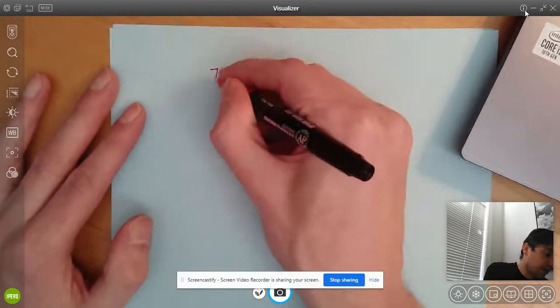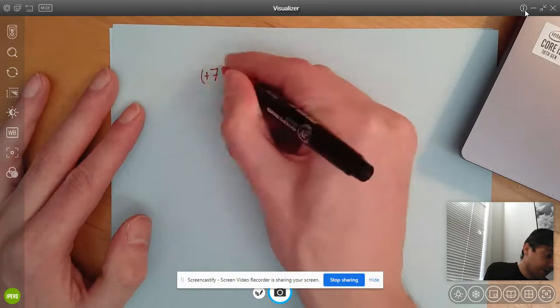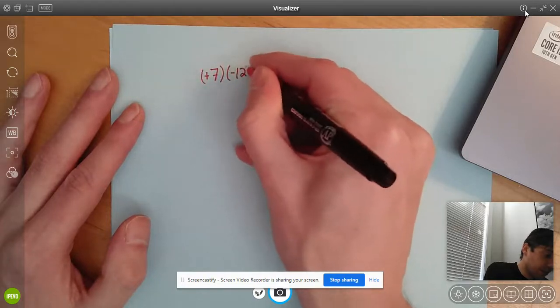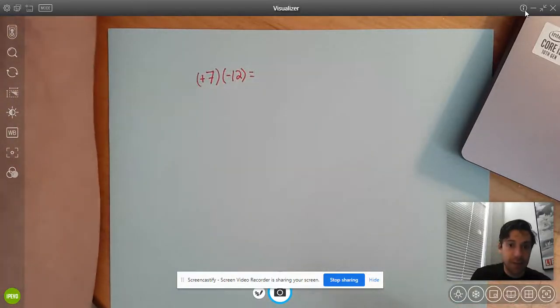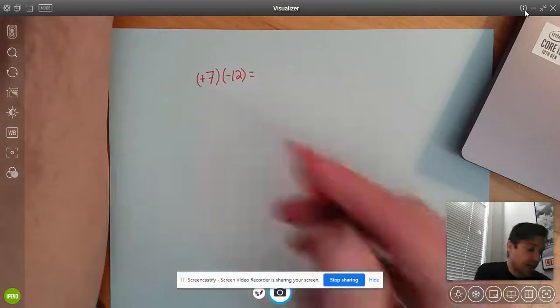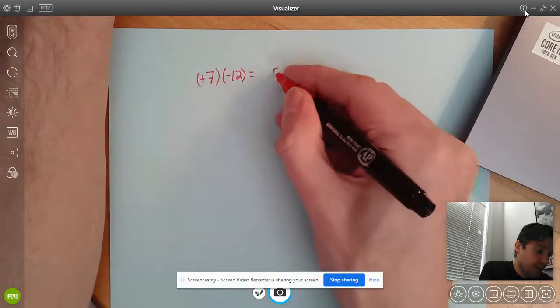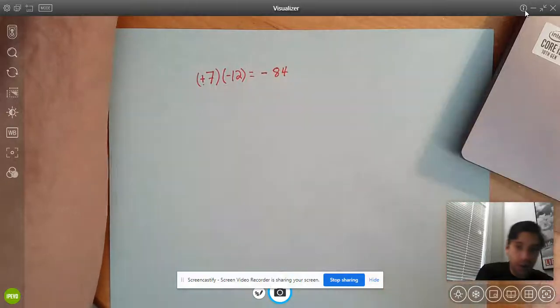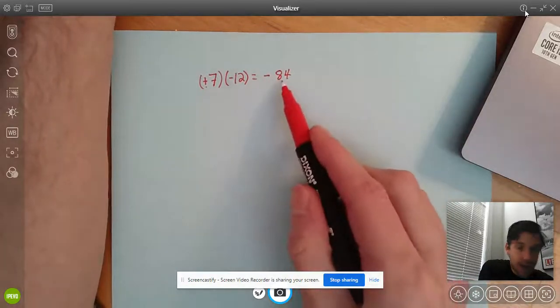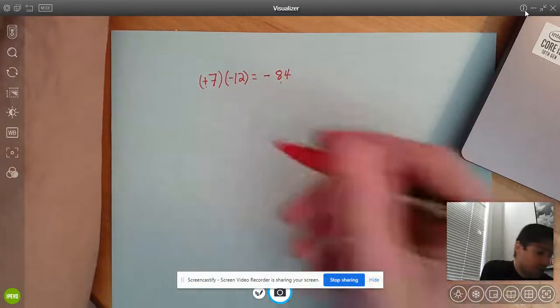So for example, if I have positive 7 multiplied by negative 12, I do these almost in 2 steps. In my first step, I just want to find the magnitude. So I don't care about the sign. I just want to do 7 times 12. I know that's 84. Now I've got different signs, so my answer is negative. So I'm almost looking at the sign and the magnitude as two different parts of the question.